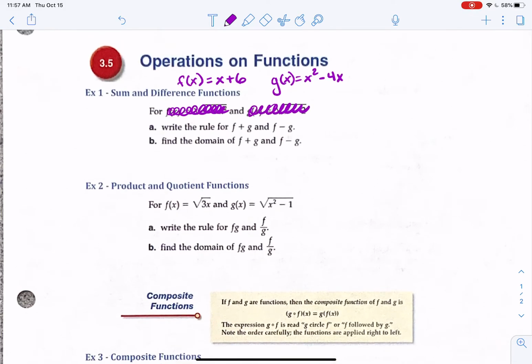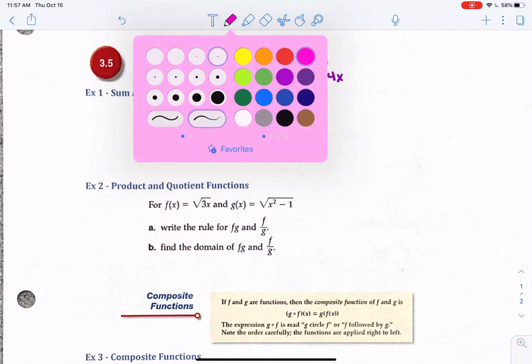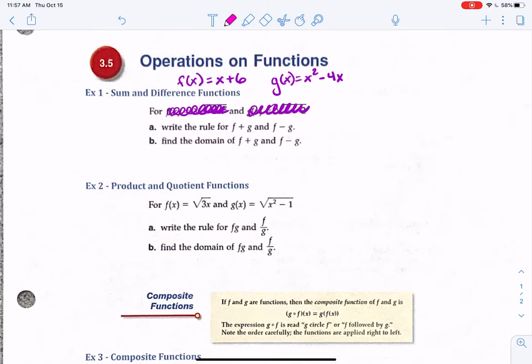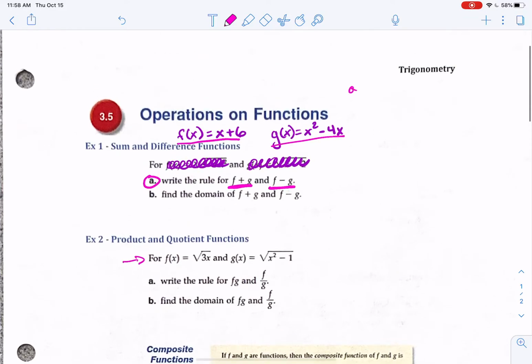So starting with operations on functions, I went ahead in example 1 and I changed f of x and g of x to two different functions because I want to start off with kind of an easier example, and then in example 2 we'll get something that's a little bit harder. So change those functions, rewrite them. F of x is x plus 6, g of x is x squared minus 4. The first thing they want us to do in part A is write the rule for f plus g and f minus g. Okay, so I'm going to do that over here so we've got enough room.